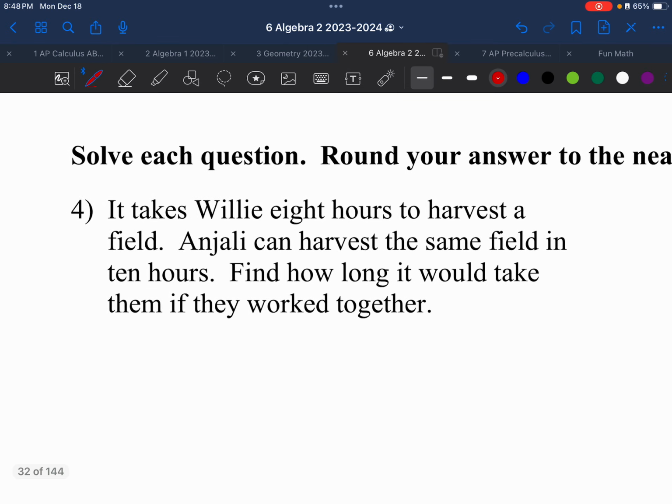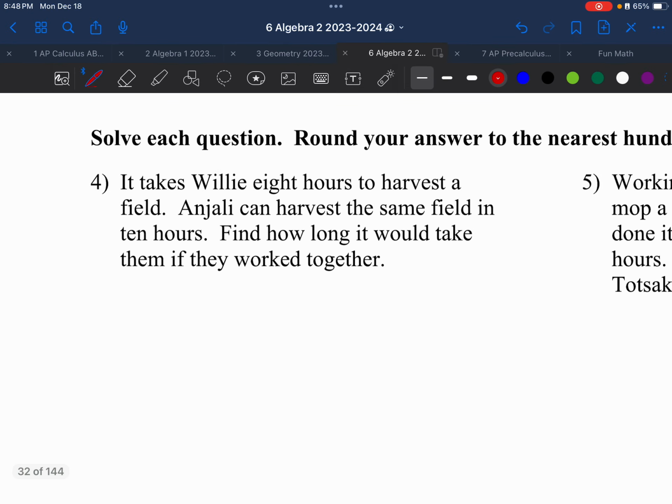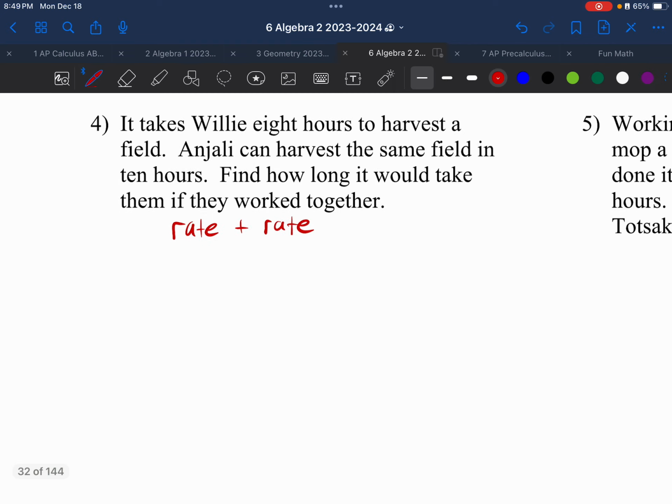So essentially the general idea here is we need to add rates, but we don't know what those rates are. There is a shortcut for this one, which I'll get to in a second, but the general idea is we're going to be doing rate plus rate. That's not the shortcut though. Our shortcut looks something like this.